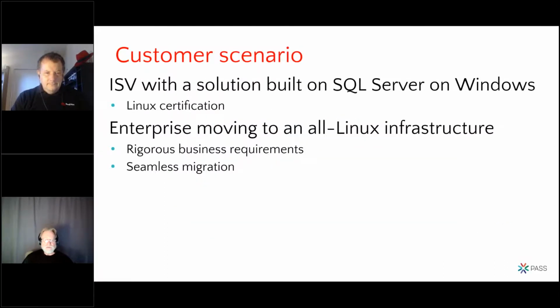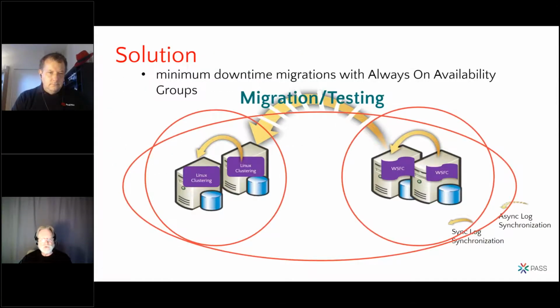So in this scenario, you have an ISV with a solution that's built on SQL Server on Windows, so a legacy application that's been out on SQL on Windows for a long time. The enterprise has started moving to Linux. They've certified their applications on Linux, and so they want to move to an all Linux infrastructure for cost or whatever reasons. You guys enumerated some of them in the poll. So you have rigorous business requirements.